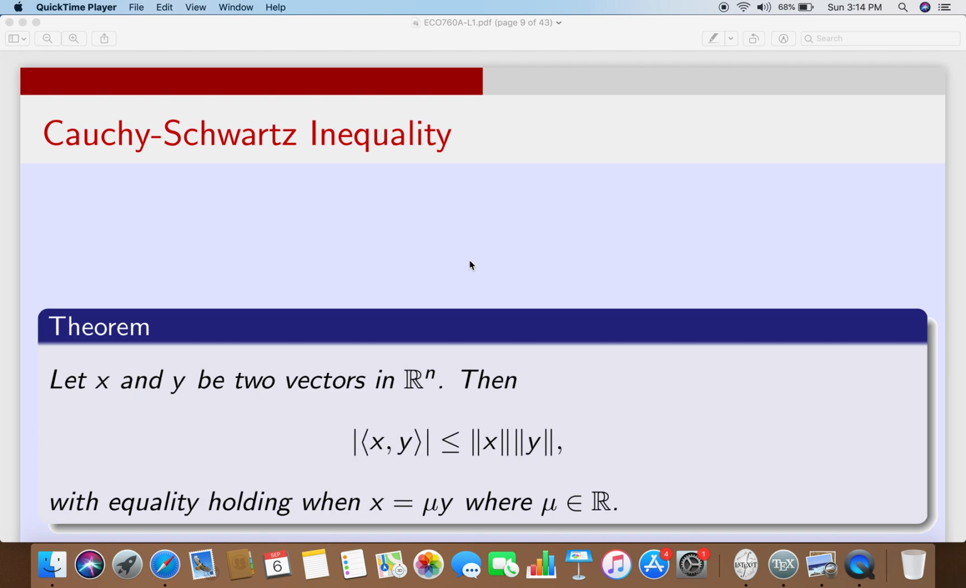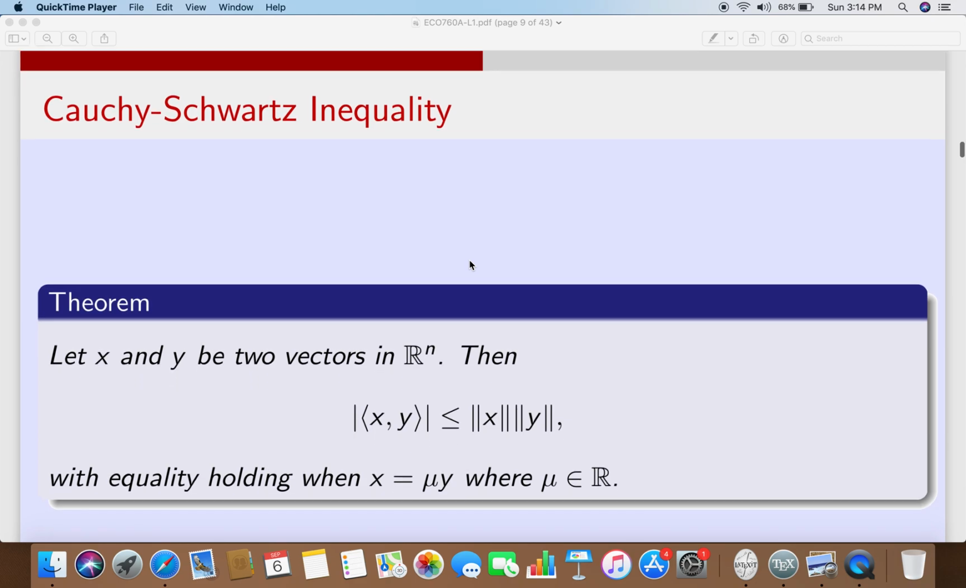So if x and y are two vectors in Rn, then the absolute value of the inner product of x and y is less than or equal to norm of x times norm of y. Here, of course, it is less than or equal to, not strictly less than. Equality holds when x is some scalar multiple of y, which you can check following the rules of inner product and the norm.